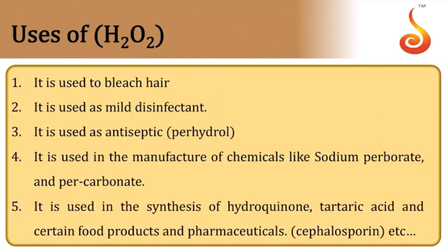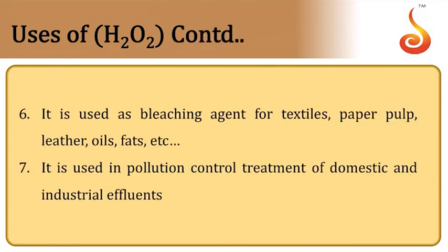Uses of H2O2. It is used to bleach hair, and as a mild disinfectant. It is used as an antiseptic, in the form of perhydrol. It is used in the manufacture of chemicals like sodium perborate and sodium percarbonate. It is used in the synthesis of hydroquinone, tartaric acid, certain food products and pharmaceuticals like cephalosporin, etc. It is used as a bleaching agent for textiles, paper, pulp, leather, oils and fats.